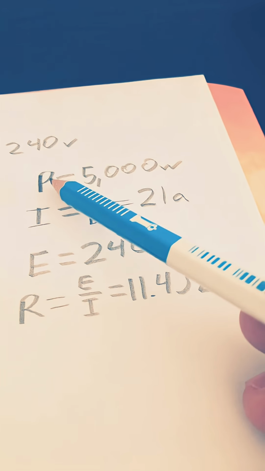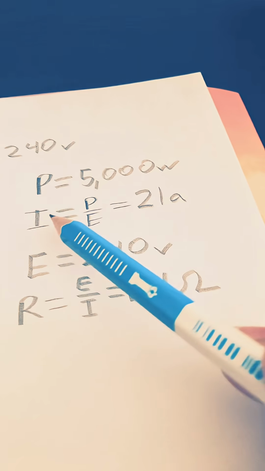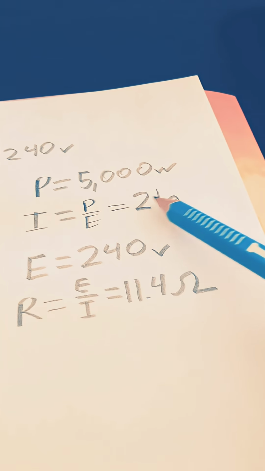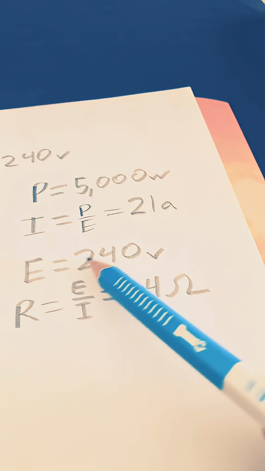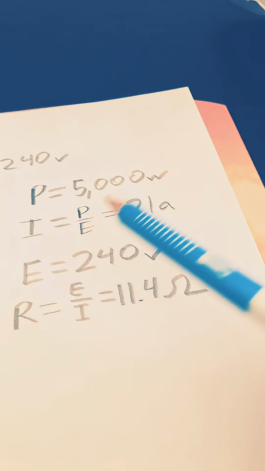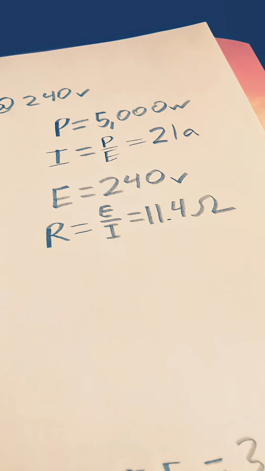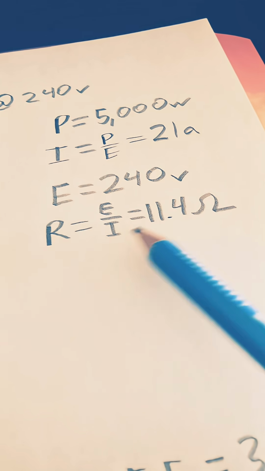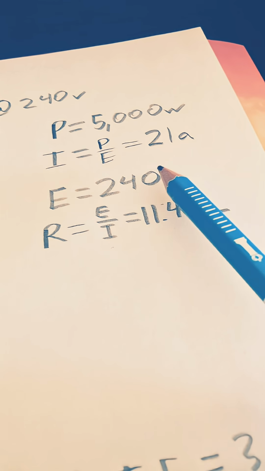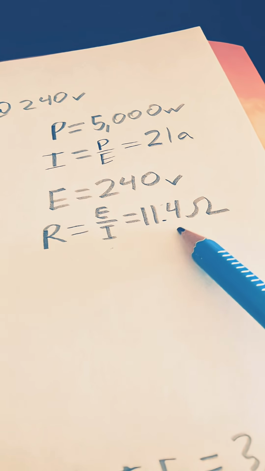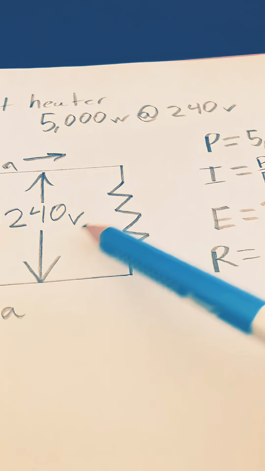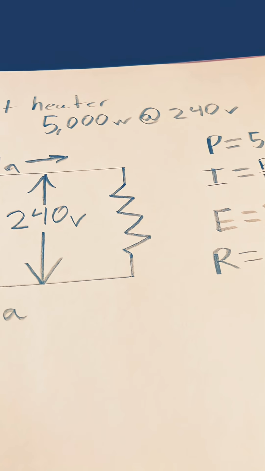Mathematically, this is expressed as P equals 5,000 watts. The I is going to be P over E, which is 21 amperes. And the E obviously is 240 volts, so therefore we have 5,000 watts divided by 240 volts. And if we wanted to find the resistance, we would see that it is E divided by I, which is 240 divided by 21 amperes, which is about 11.4 ohms. And that resistance value is fixed, regardless of the voltage that is applied.